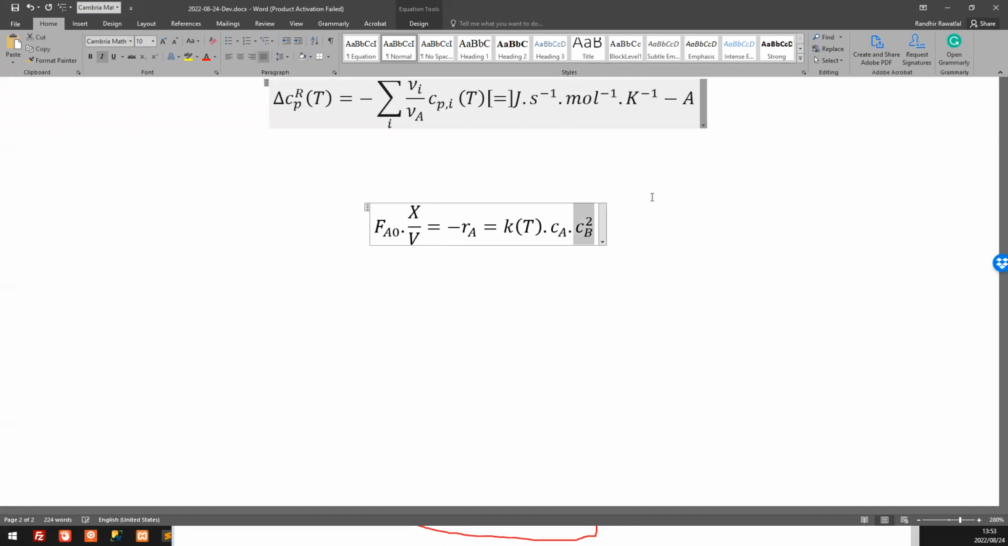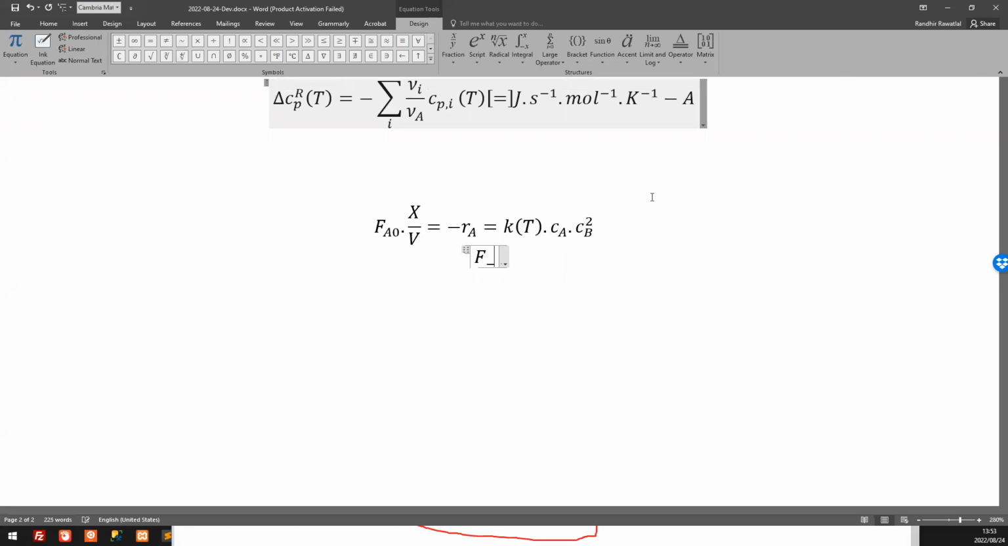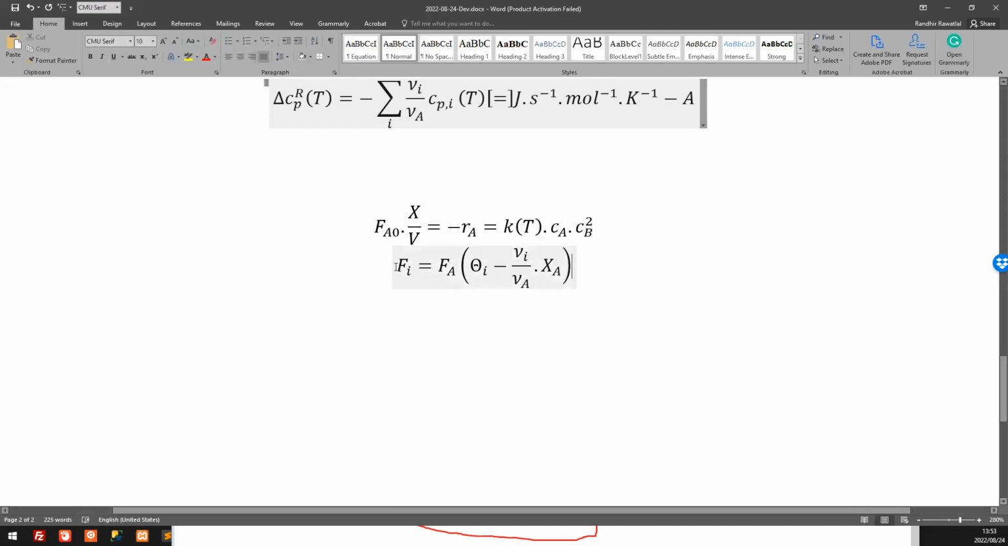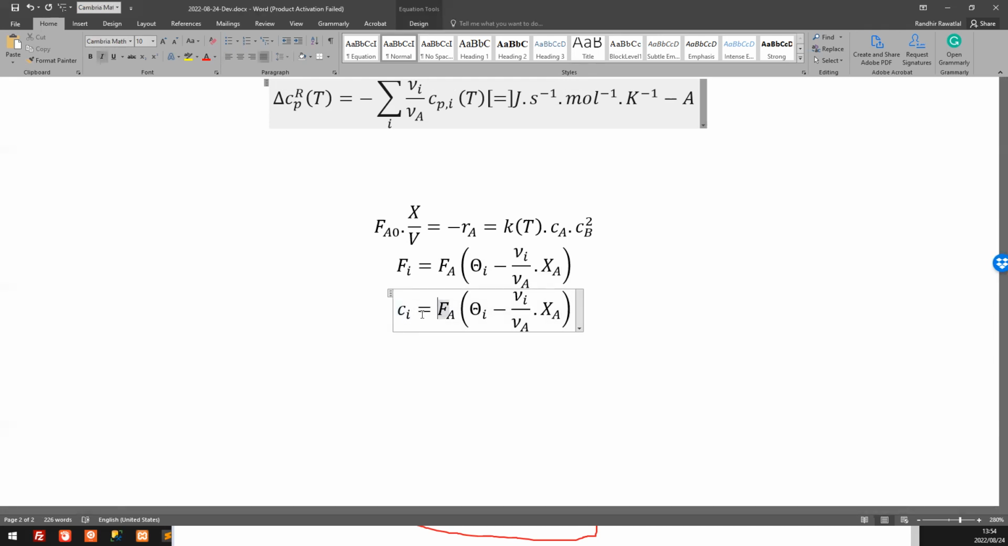And this Ca and Cb we can rewrite in terms of the conversion. Remember, the molar flow rate of any component can be written in terms of our reference component A, using the inlet molar flow ratio and the stoichiometric coefficients. So this is the molar flow rate of any component I. If we divide both sides by the volume, then the concentration of any component I is equal to the concentration of component A times all this stuff.